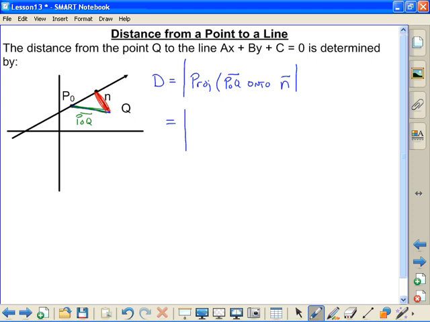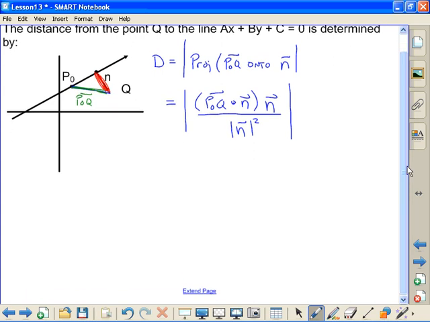So the projection formula again would be P naught Q dot the normal, multiplied by the vector itself, the normal vector, and that's divided by the magnitude of the normal squared. That should be on your cheat sheet, by the way, the projection formula. If it's not, please make sure you go back and add that.